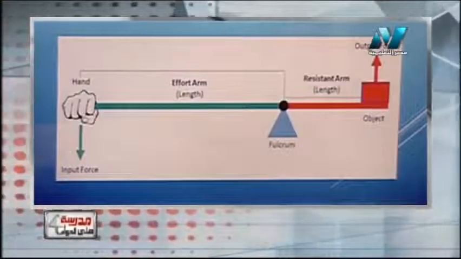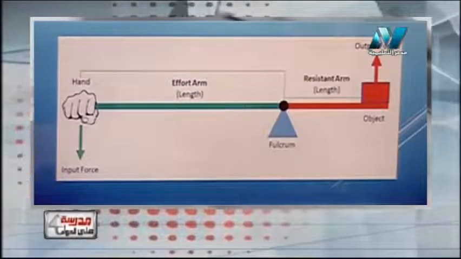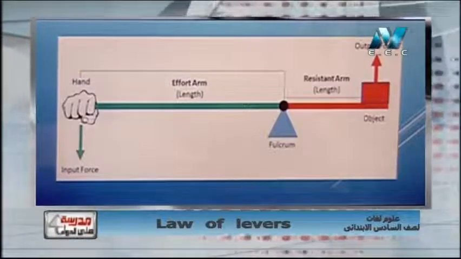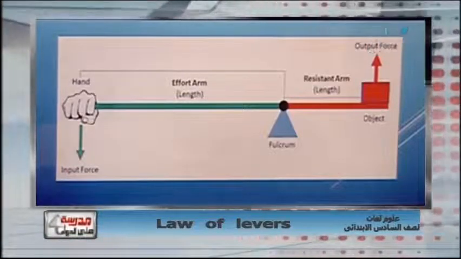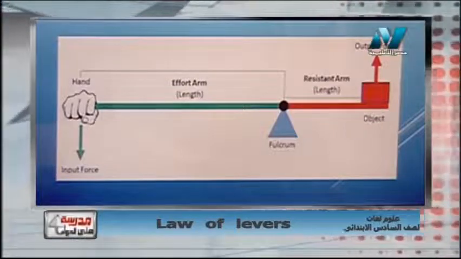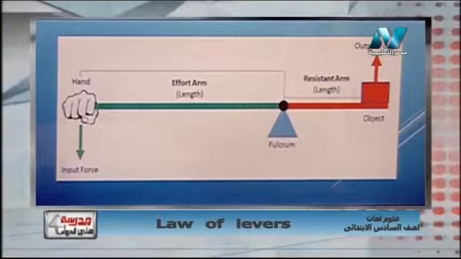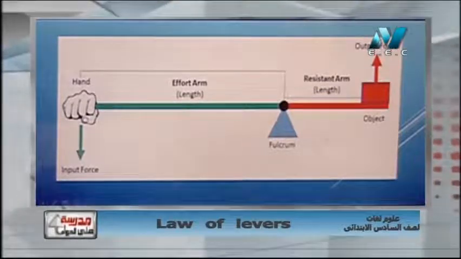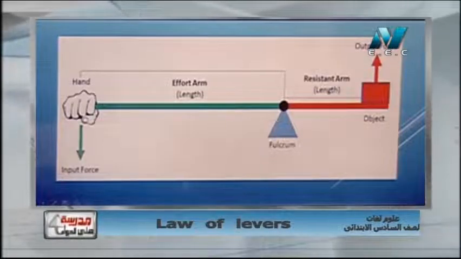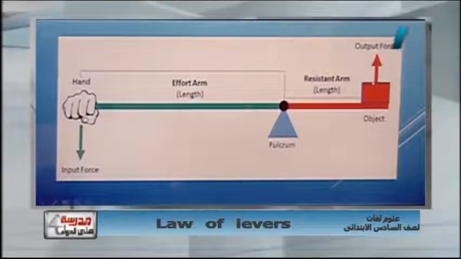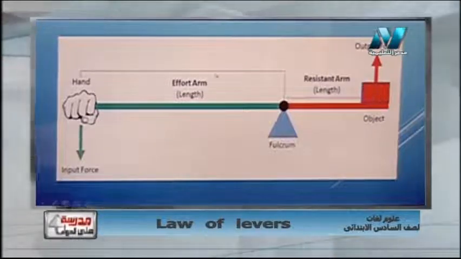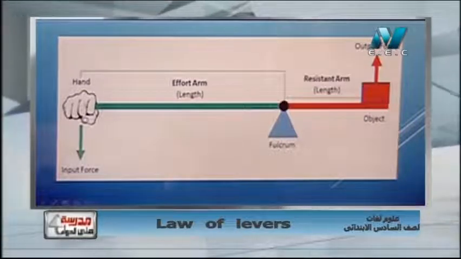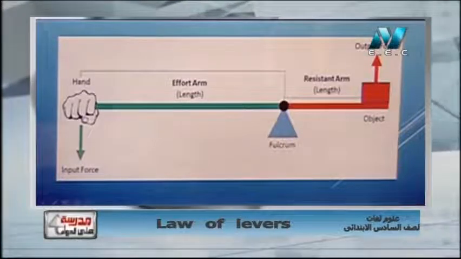As you see, my dear student, this is a lever. It is a first class lever. Why? Because the fulcrum is between the effort force and the resistance. This is the fulcrum, and this in red color is the resistance, and this hand represents the effort force. So it is a first class lever.